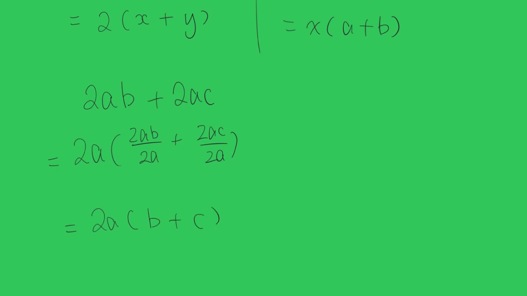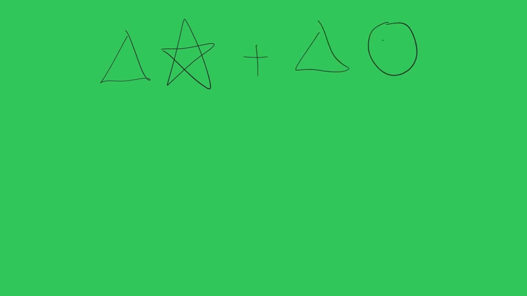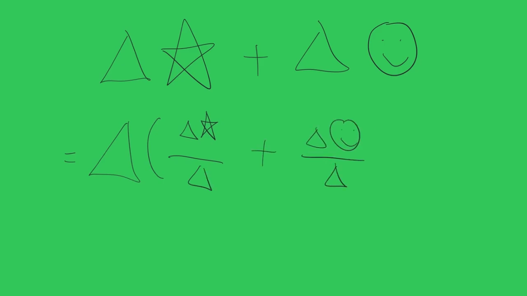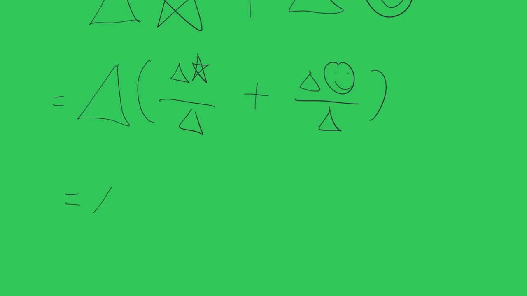Let's look into another example right now. If we got triangle star, add, triangle, a circle with a smiley face, we can consider this triangle as something that we can take out and do the division. That is why right now we know that if we take it out, we got triangle and then a star and a smiley face.